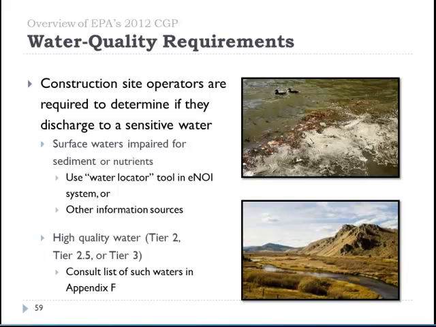The water quality requirements of the permit also apply to high-quality waters, which are waters that have been designated as a Tier 2, Tier 2.5, or Tier 3 water. And to determine if you discharge to one of these waters, we created an appendix in our permits, Appendix F, which has a comprehensive list of all high-quality waters in all the areas that the permit covers.